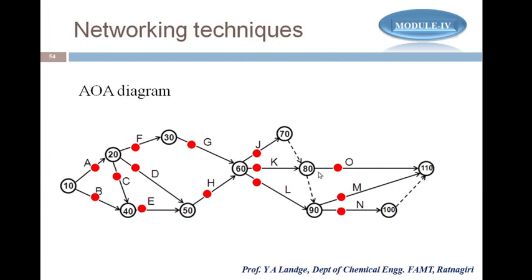So this is what we call a network diagram, and we are showing the activities on the arrow. That's why we call it the AOA diagram. It is activity on arrows.